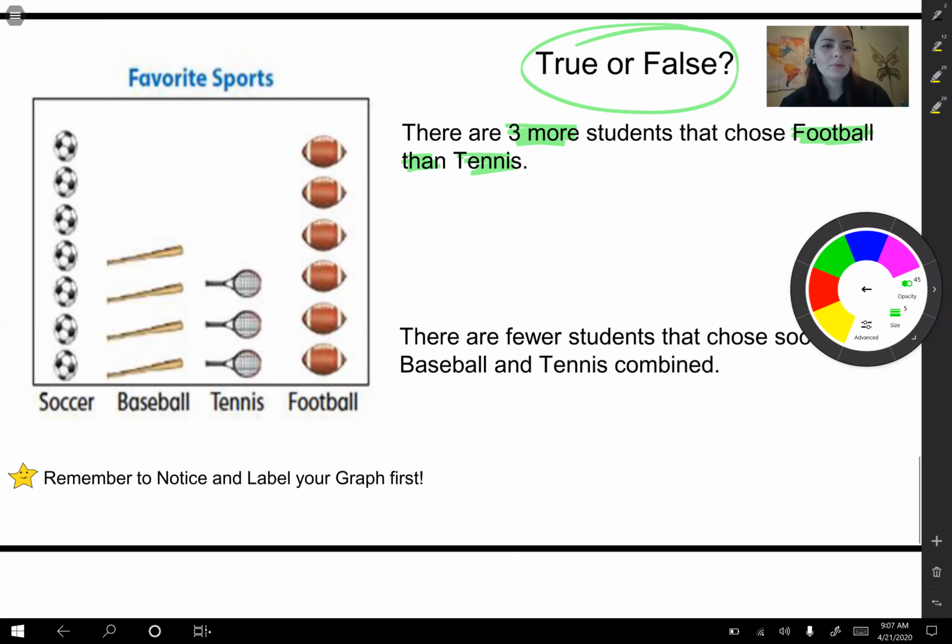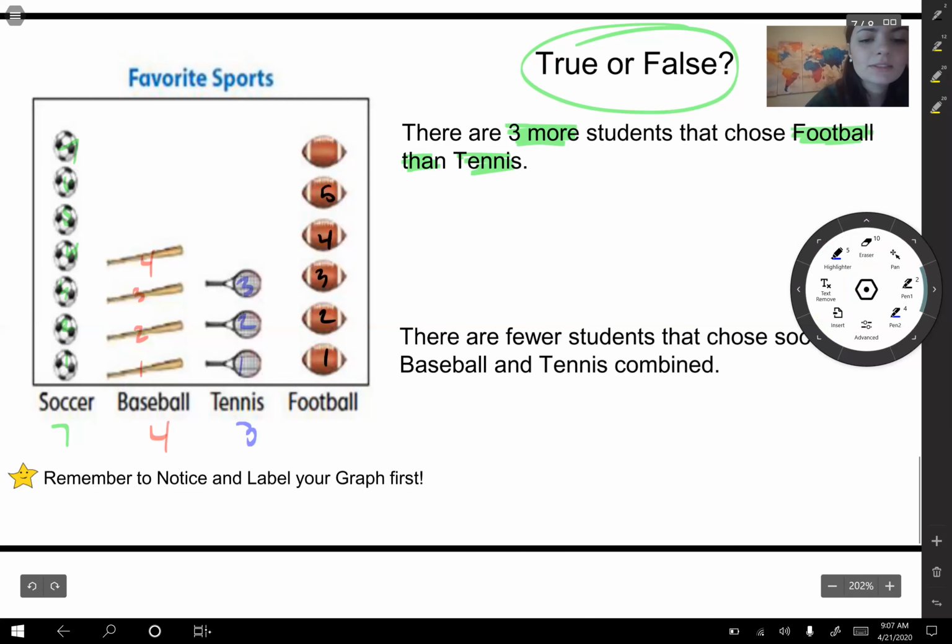So if I label my graph again, 1, 2, 3, 4, 5, 6, 7. 1, 2, 3, 4. 1, 2, 3. And then 1, 2, 3, 4, 5, 6. Okay. Remember when you picture graph, I think it's pretty good to just write the number inside because that helps you remember and maybe you didn't skip, because if you don't write the number, you might go 1, 2, 4, 5, 6, 7, and that wouldn't be the right answer.